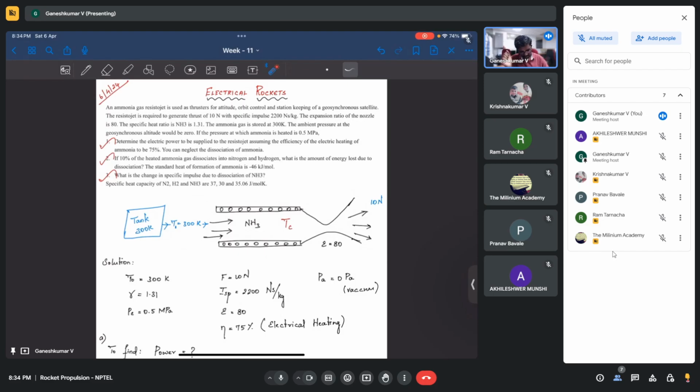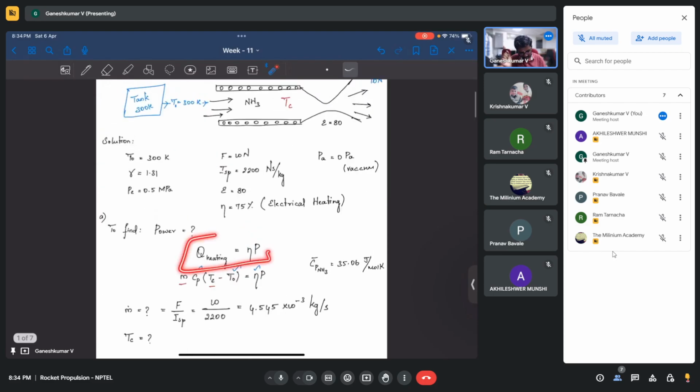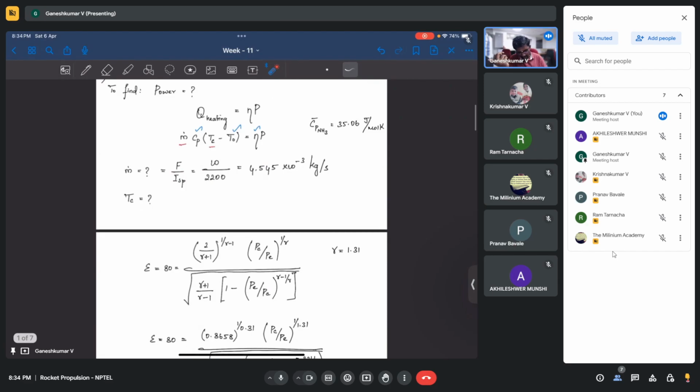And for that, we first tried to find out the power required for heating, which is going to be related to the temperature change of ammonia gas from 300 to a certain temperature. That is what we wrote here. And since the electrical heating has some efficiency, we have an efficiency factor also. And then the question was to find TC and m dot. M dot we can find from thrust and specific impulse, which we did, and TC was the question.